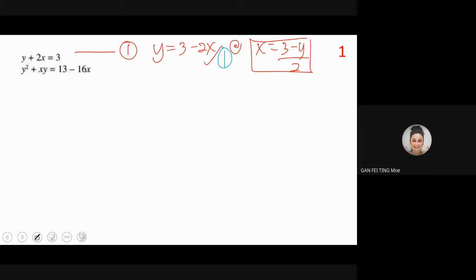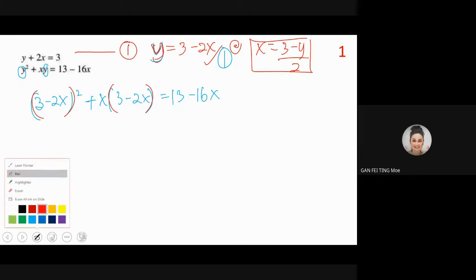Where is your second mark? This is your subject equation. You sub into here. So you are going to write it as (3 minus 2x) squared plus x(3 minus 2x) equals 13 minus 16x. You sub your y in terms of x. This is your second mark. Where is the third mark?